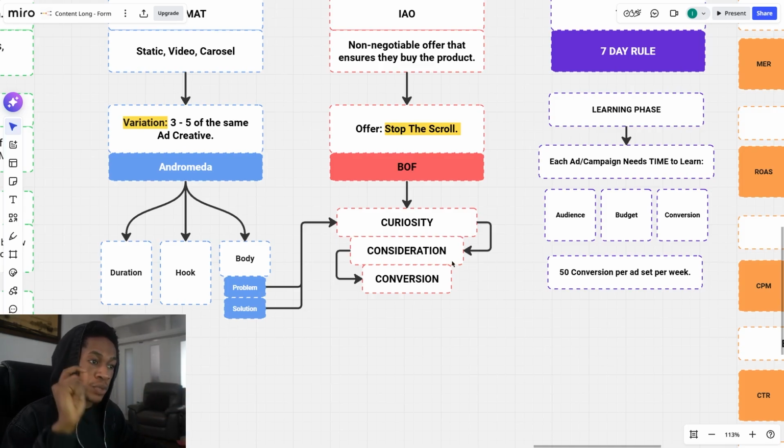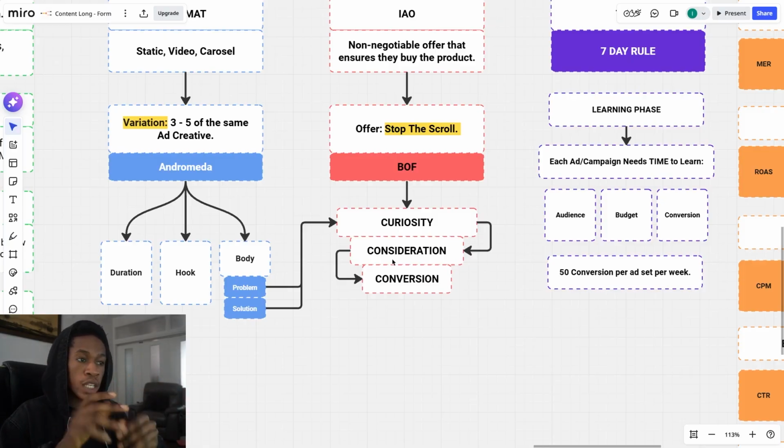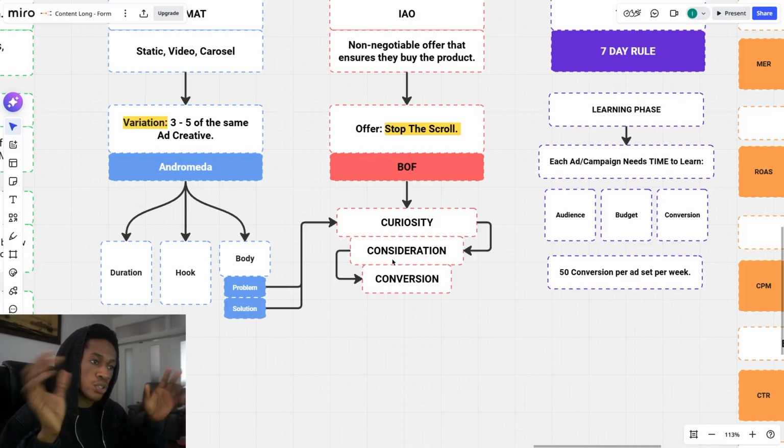From curiosity, we take them to consideration, and during the consideration phase, that's when we build up the offer, the irresistible acquisition offer. So they're like, it makes absolutely no sense for me not to get the product. So from the consideration phase, that is when we attack with retargeting, and with retargeting, that's when we eventually convert them, right? And obviously you can get your conversions, and all this important data, through CAPIs, sorry, not KPIs, CAPIs.